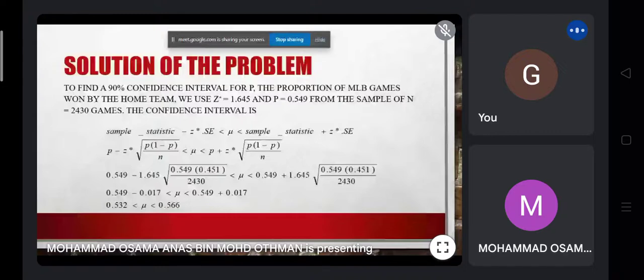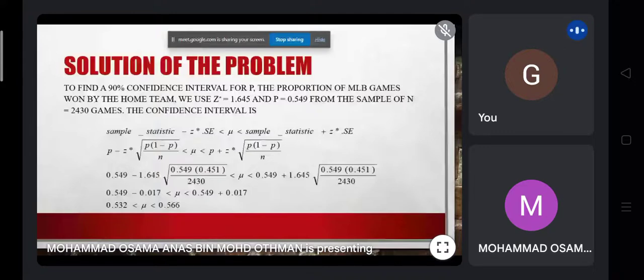So we can see the formula is p minus Z times square root of p in bracket 1 minus p over n less than mu less than p plus Z times square root of p in bracket 1 minus p over n. So based on this formula, we can substitute all of the information that we gain from the problem into the formula.